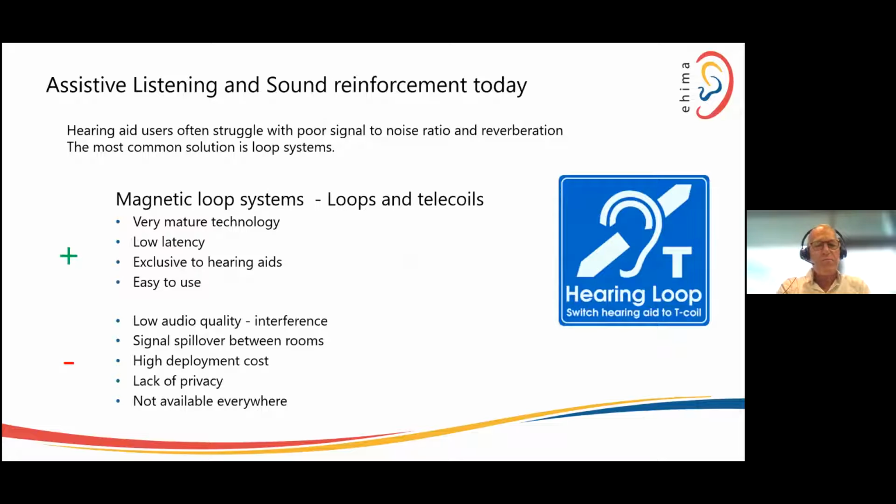Hearing aids have been used with what we call sound reinforcement systems for many years. And the reason is that hearing aid users often struggle with poor signal-to-noise ratio and reverberation. And the way to deal with it has for many years been the loop system. A loop system is a magnetic loop that is picked up by a telecoil in the hearing aid.